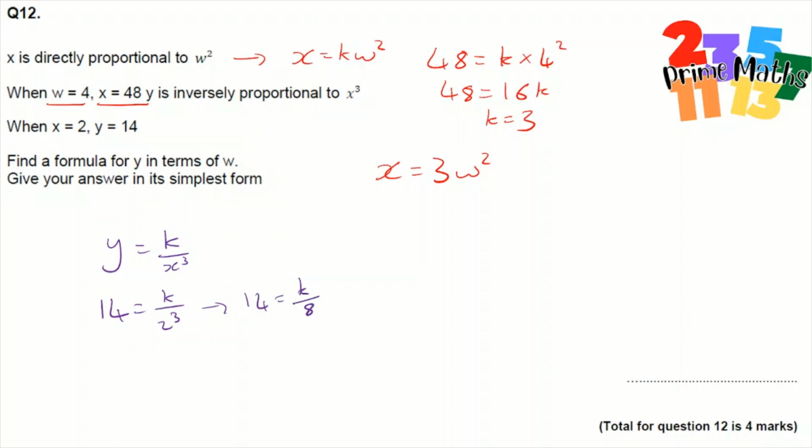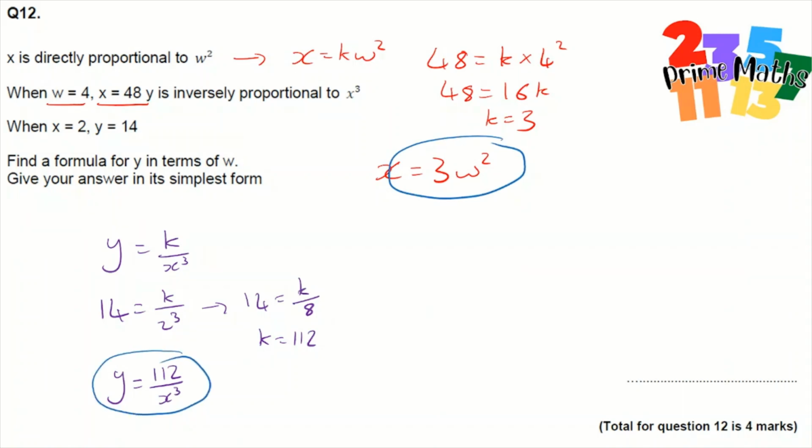And then I can work out my value of k by doing 14 multiplied by 8. This gives us a value of k as 112. I can write my formula out again. Y is equal to 112 over x cubed. I now have two formulas, one for x in terms of w and one for y in terms of x.